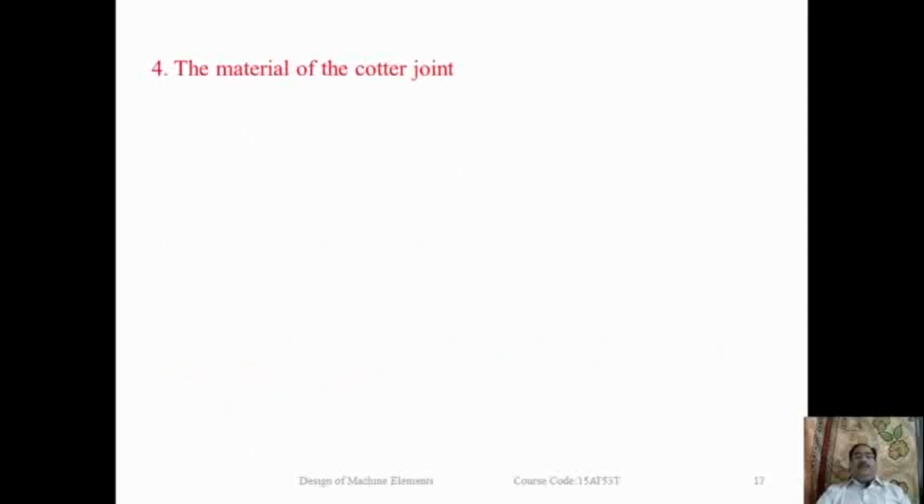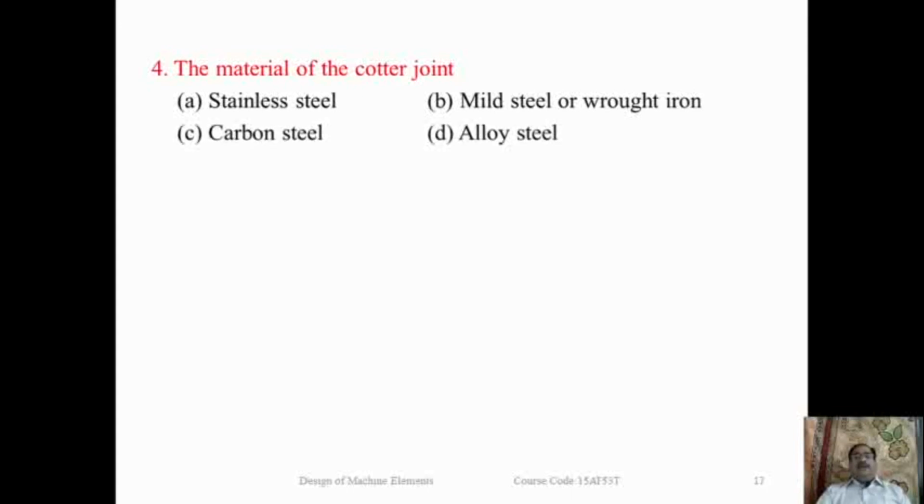Next, the fourth one. The material of the cotter joint. A. Stainless steel, B. Mild steel or wrought iron, C. Carbon steel, and D. Alloy steel. Usually the cotter joint is made of mild steel or wrought iron because it has the properties required for manufacturing the cotter joint. So the material of the cotter joint is mild steel or wrought iron, that is B is the answer.